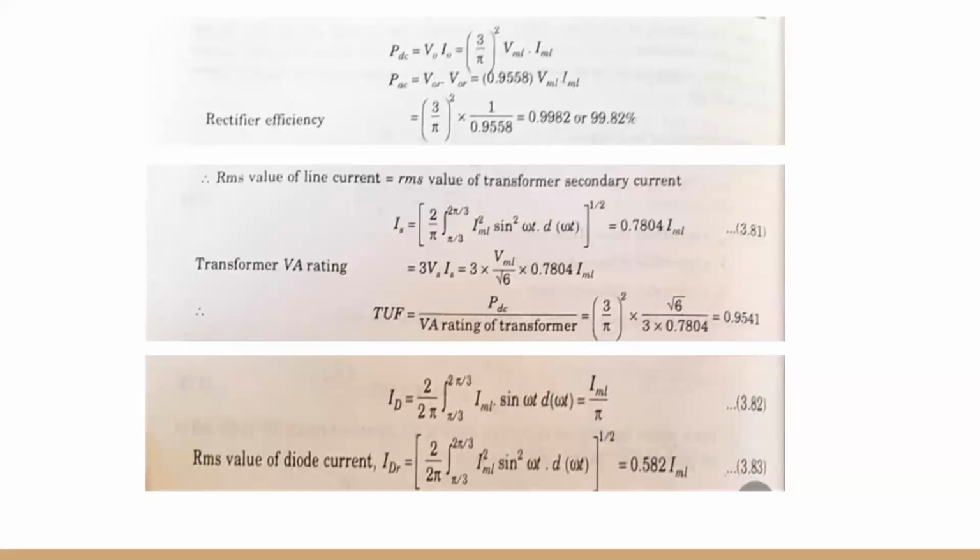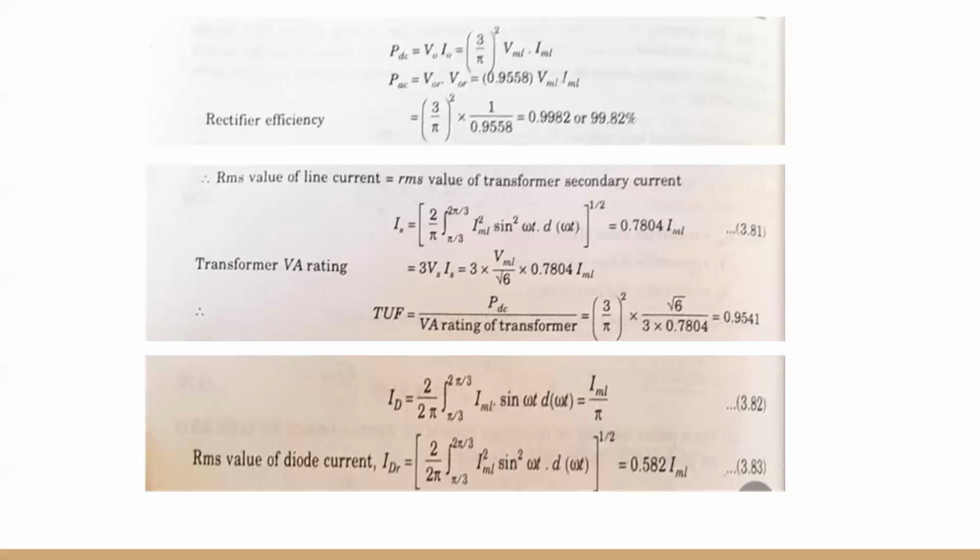root of 3 VMP upon R. It is seen from the waveform of the line current IA or transformer secondary current IS that the periodicity of this current is pi rad, and this current has two pulses, each of 60-degree duration for each periodicity of pi rad. Therefore, the RMS value of line current is equal to the RMS value of transformer secondary current.